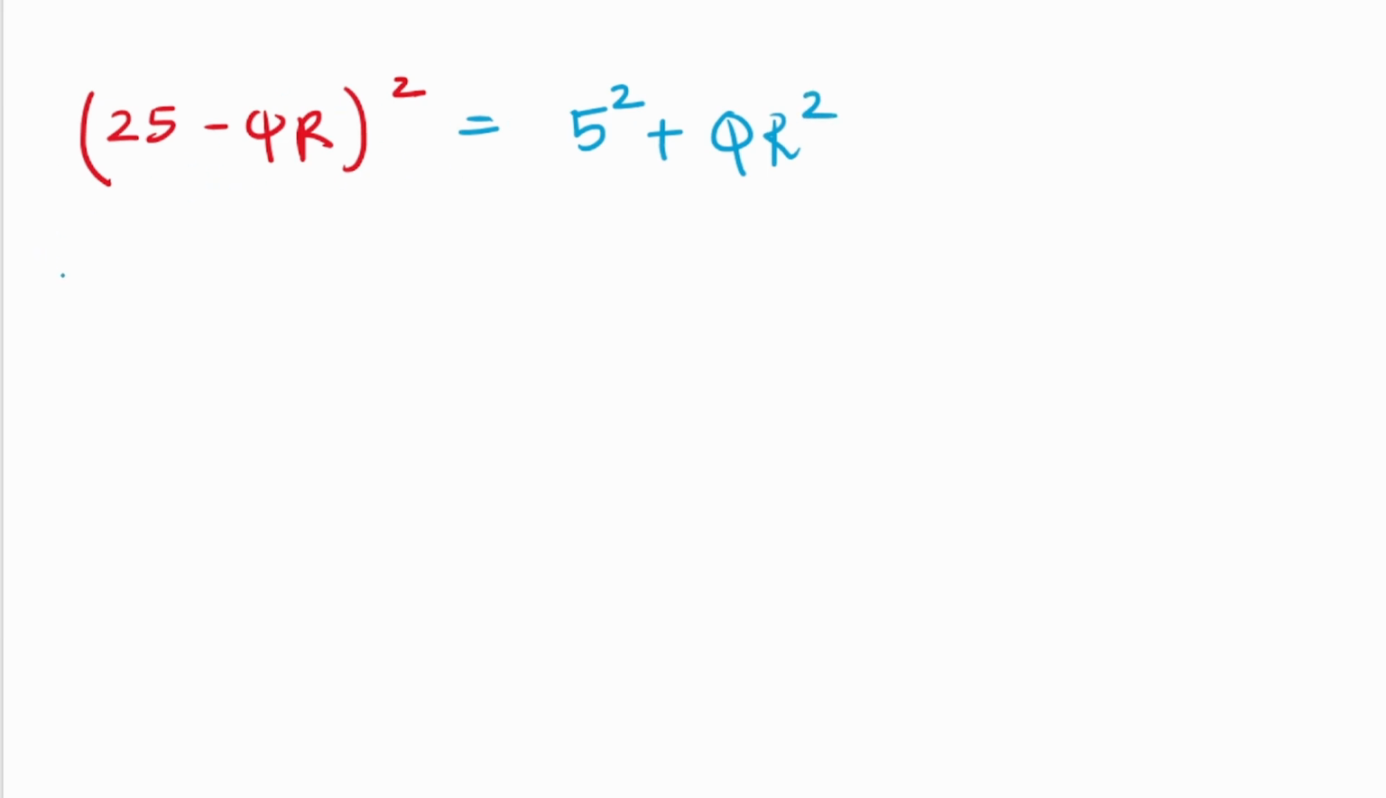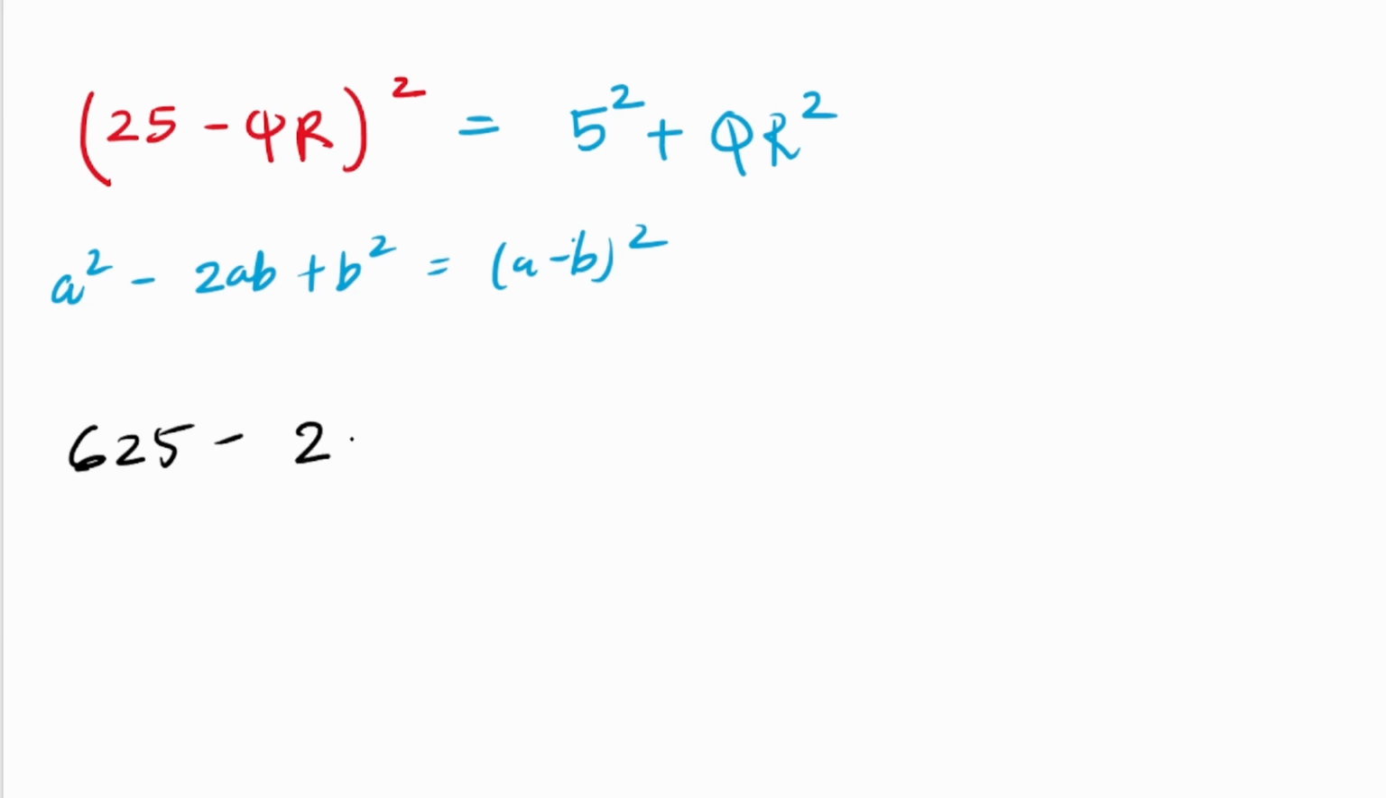Now we'll open this bracket. You know the formula: a square minus 2ab plus b square. This is the formula for a minus b whole square, right? So 25 square is 625, minus 2 into 25, which is 50. I'll write it out in the next step.